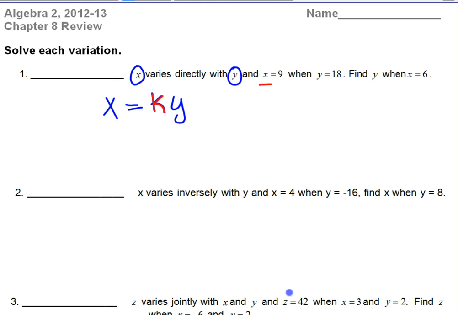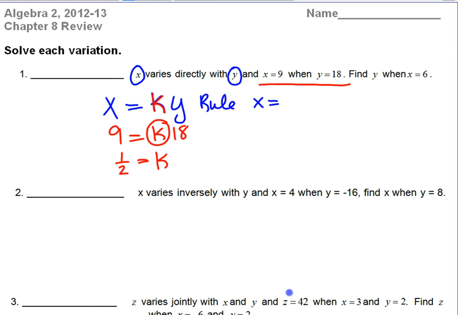So first, they say, okay, I know this rule, that when x equals 9, y equals 18. So when this is a 9, y is an 18. What would k have to be so that when I multiply it by 18, I get 9? The answer is that k would have to be 1/2. So now I'm ready to write a rule. For this particular problem, my rule is that my x will always be 1/2 of my y.